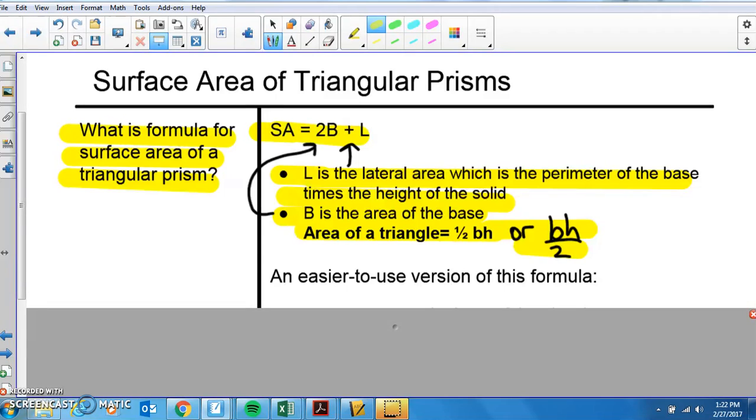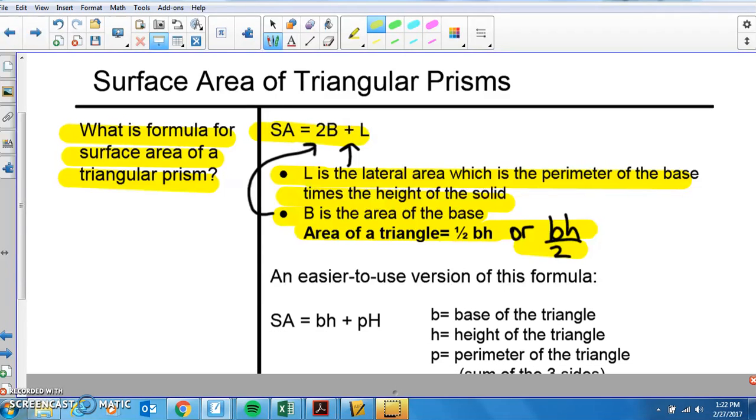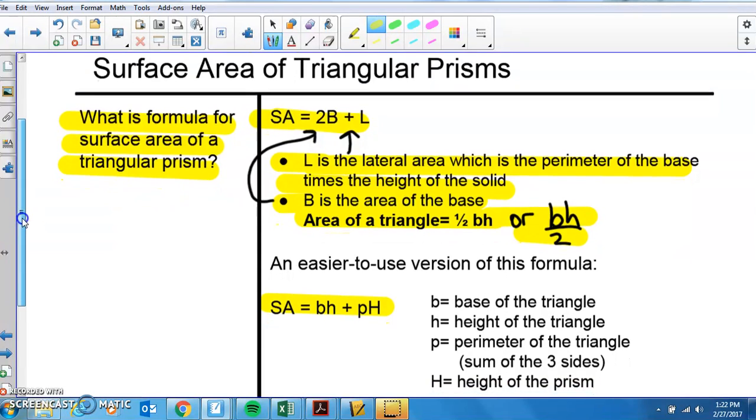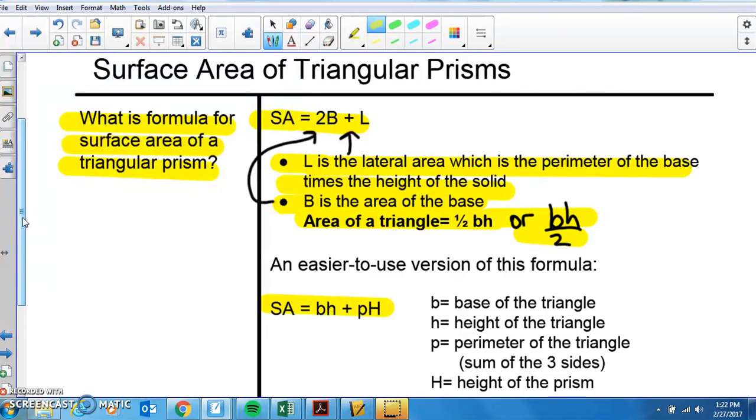An easier to use version of this is this formula here. Surface area is base times height, lowercase b, lowercase h, plus the perimeter times the uppercase H. Now, each one of these represents a certain component. When it comes to test time, at the end of the school year, when you take the SC Ready, I do not know which formula they're going to give you. They may give you this formula up at the top, or they may give you this short or different version down here at the bottom. So you need to be able to use both of them and understand what the different components are. So you may see one or the other on the formula sheet.